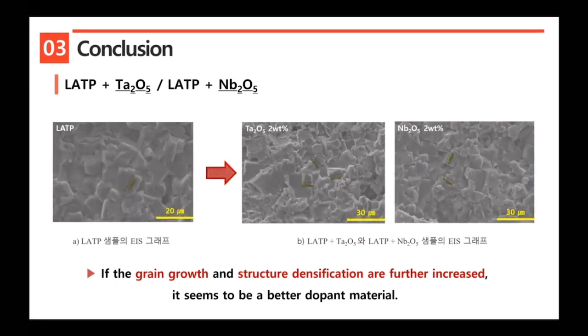However, because the particle size is smaller than the base phase and the contact between particles is poor compared to the base phase, it was thought that sufficient particle growth and appropriate sintering were not achieved. LATP with tantalum and niobium added would be improved if the temperature of the heat treatment process was raised further.